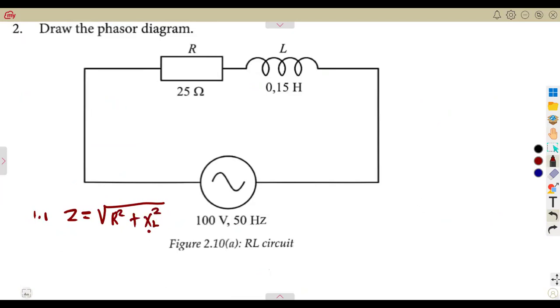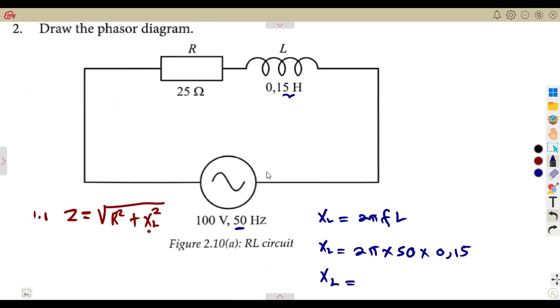But do we have XL? We do not. So we are supposed to calculate XL from the inductance. Remember that XL is 2πFL. So we just substitute. That's 2π times the frequency, which we are given, 50 hertz, times the inductance, which is 0.15. With this, you are going to obtain XL, which is the reactance of the inductor. That gives us 15π, which is the same as 47.124 ohms to 3 decimal places.